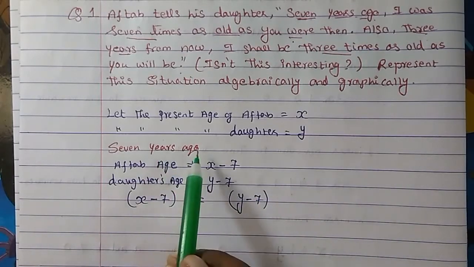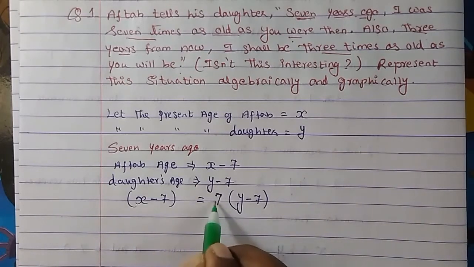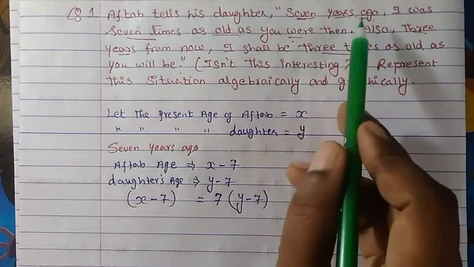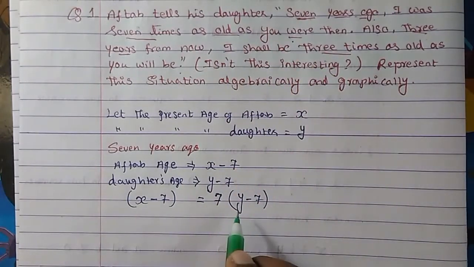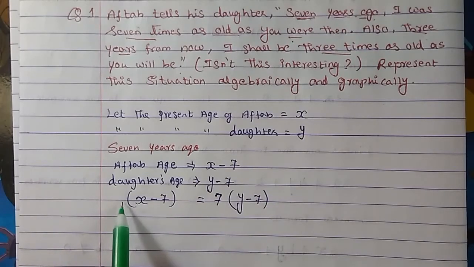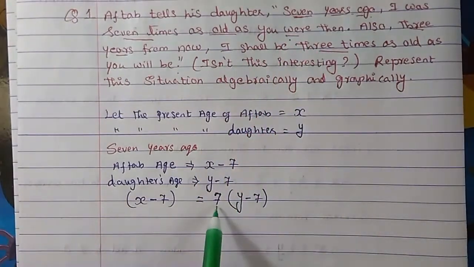Now 7 years ago Aftab's age was 7 times as old as the daughter, right? 7 years ago I was 7 times as old as you were. So daughter's age only we have to multiply. We can't multiply Aftab's age because 7 times more of his daughter it cannot be. Daughter will be small only. Aftab is more. If you are putting 7 here, this will become more. So we have to put 7 here because 7 times as old as you were.